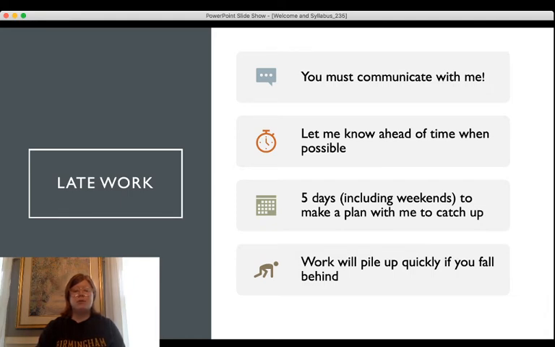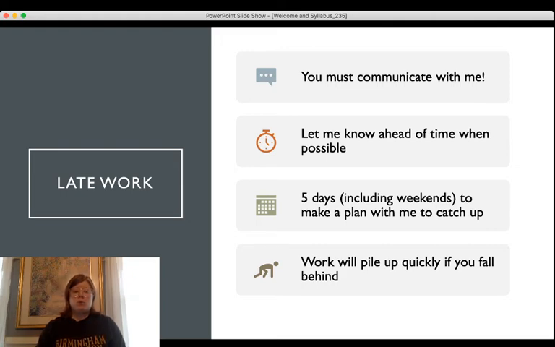So I want you to contact me within 5 days of the missed assignment deadline. This is 5 calendar days, including weekends, to make a plan to catch up with me. So if you miss a deadline on a Thursday, I expect you to have communicated with me by Tuesday.